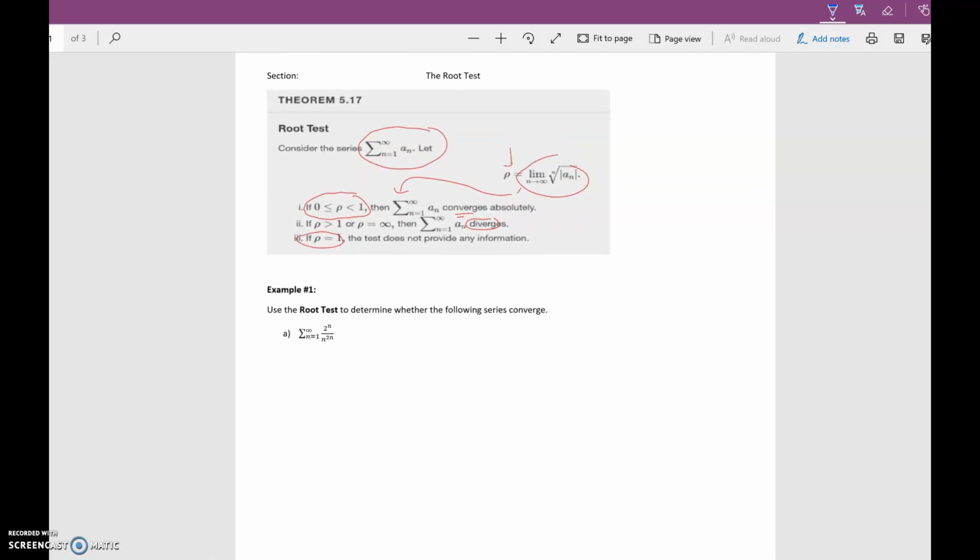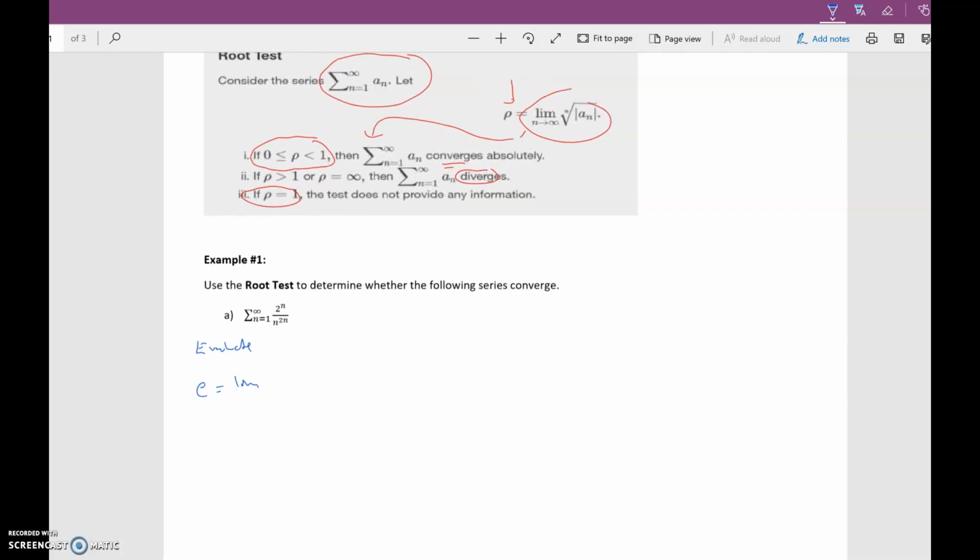For example 1, they want us to use the root test to determine whether the following series is going to converge or diverge. In this case, we need to evaluate the value of rho, which is equal to the limit as n approaches infinity. The root test is basically used on sequences that have powers of n or some combination of powers of n to see if the series is going to diverge.